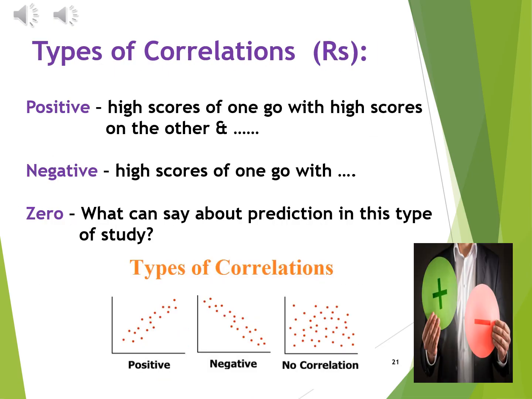Let's now consider a study called the correlational study. Its purpose is prediction, when we want to be able to predict one variable from another. There are three types of correlations that might come out if we did correlation research: a positive correlation, a negative correlation, or a zero correlation.